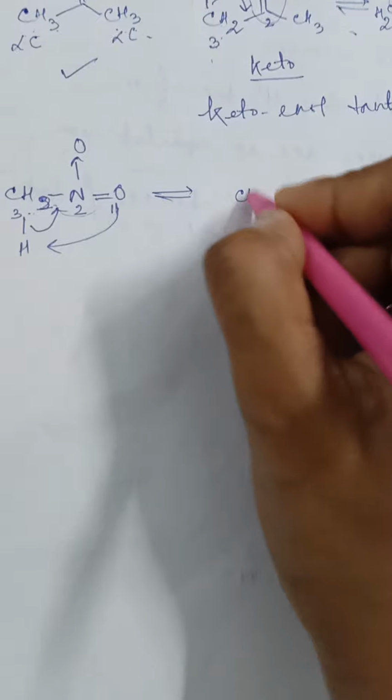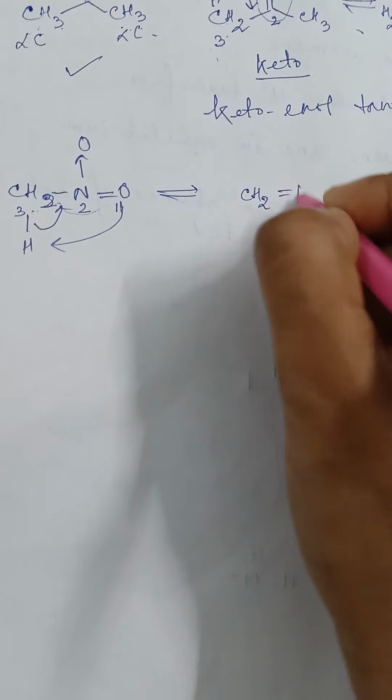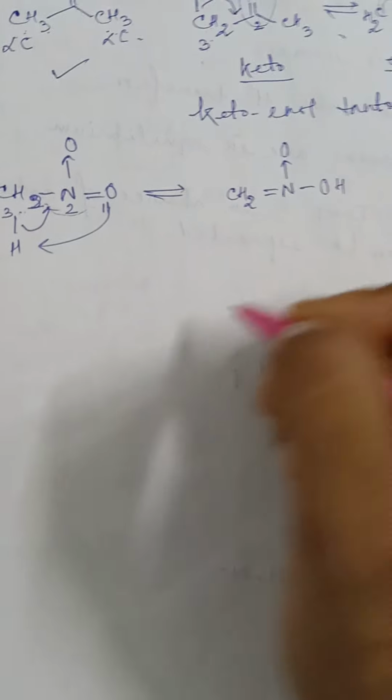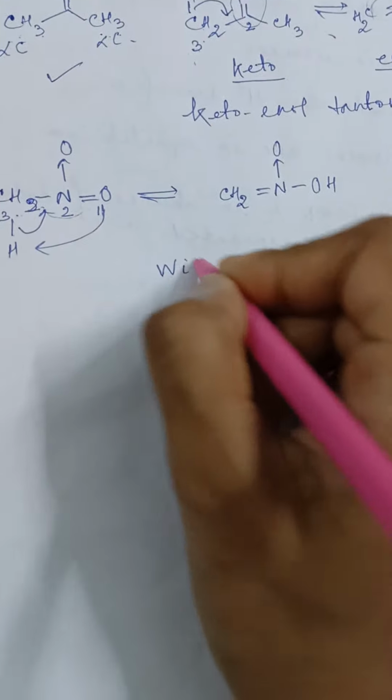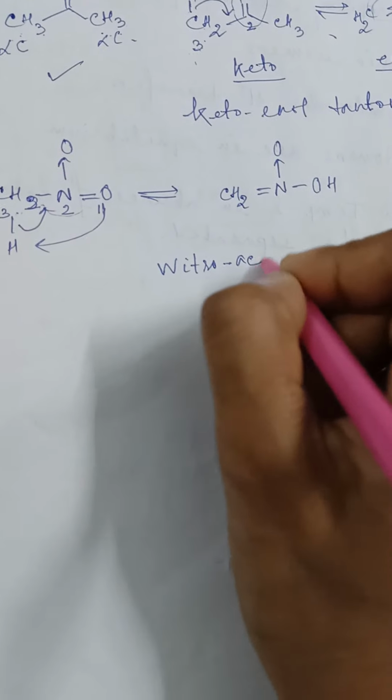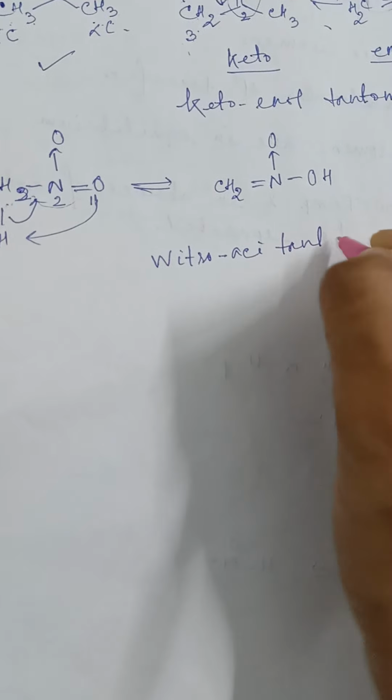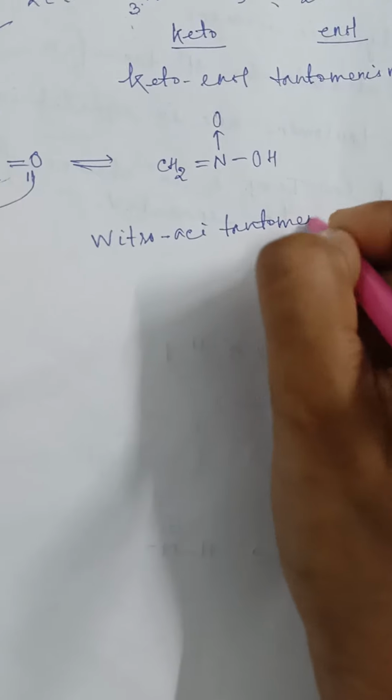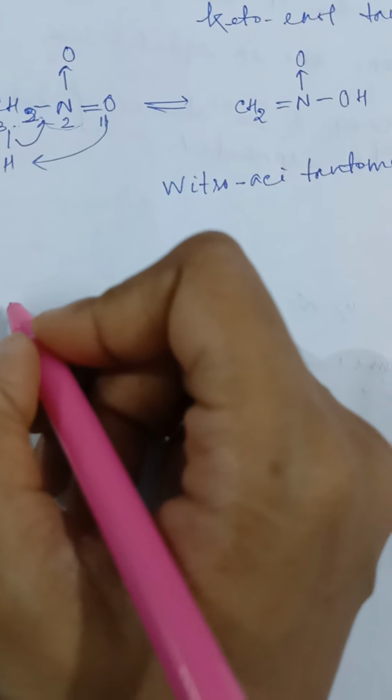It will be like this. So CH2 double bond N, oxygen and OH. This is known as acid group. So this is known as nitro-aci tautomerism.